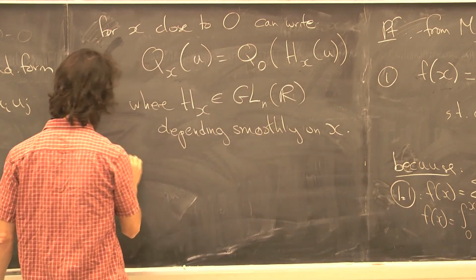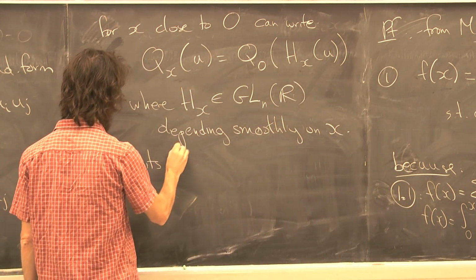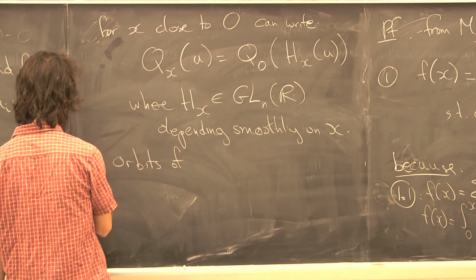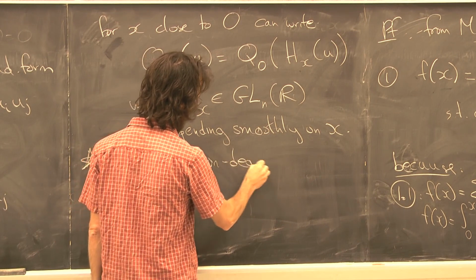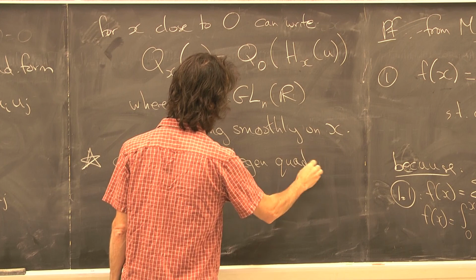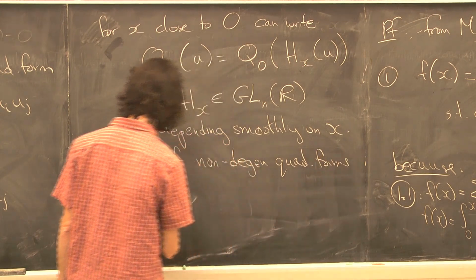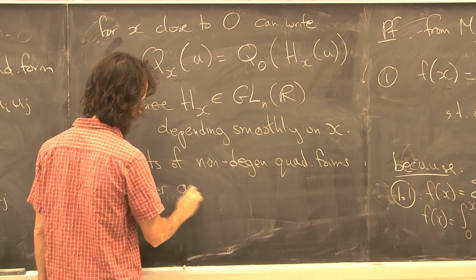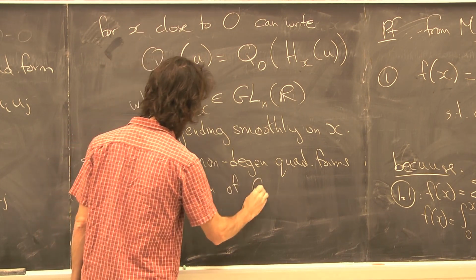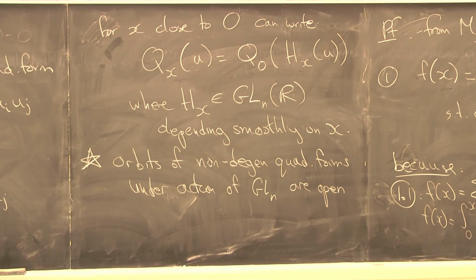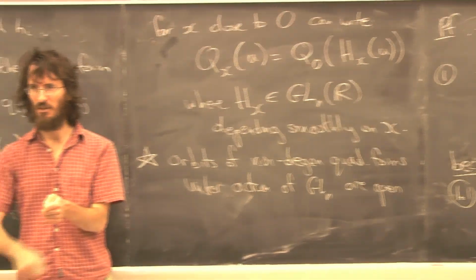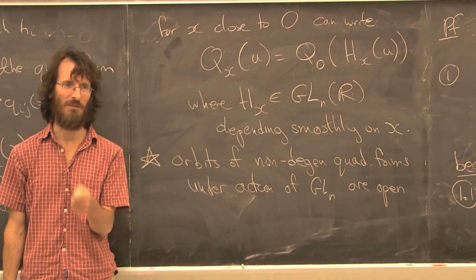the key fact, the orbits of non-degenerate quadratic forms under the action of GLn are open. So if you move a non-degenerate quadratic form a little bit, it stays in the same orbit. And actually, what are the orbits of non-degenerate quadratic forms? They're precisely given by the signature, the number of pluses or number of minuses.